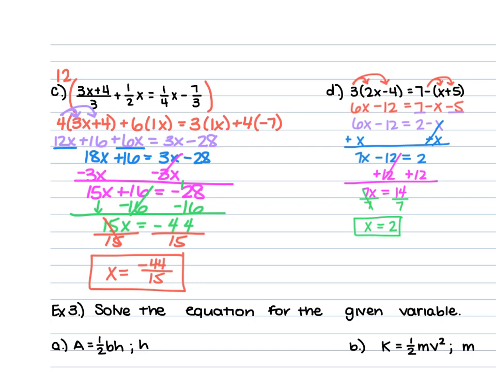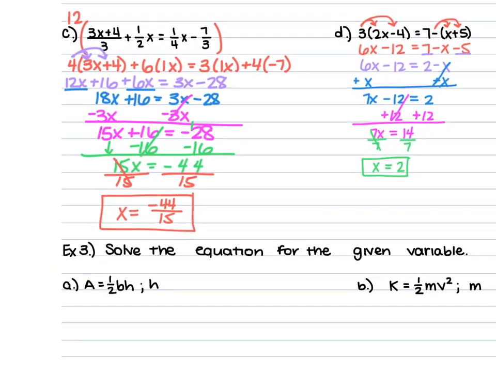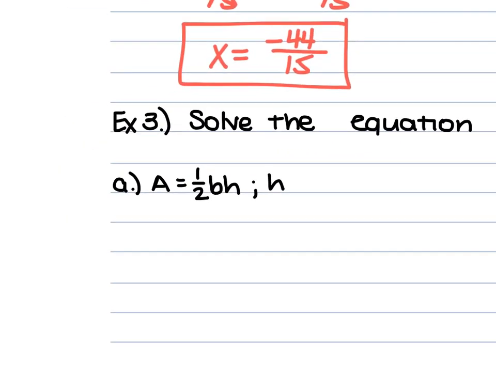Sometimes you're going to be asked to solve for a specific variable as well. If we look at example 3, we're solving for a specific variable. Sometimes when I do these, I like to circle the variable that I'm working with and move everything else over to the opposite side of our equal sign. In example A, we have A is equal to 1/2 times B times H. We're looking to get H by itself. So I circle my H. I want to get everything else over to the other side.